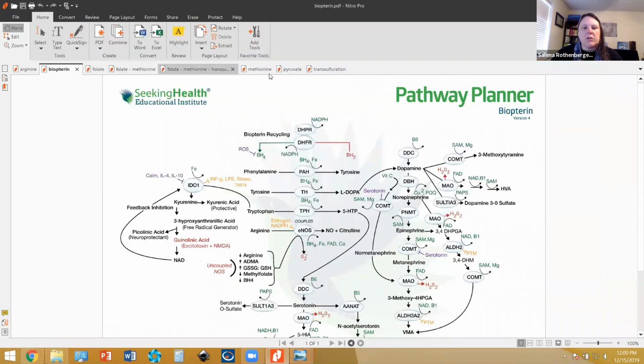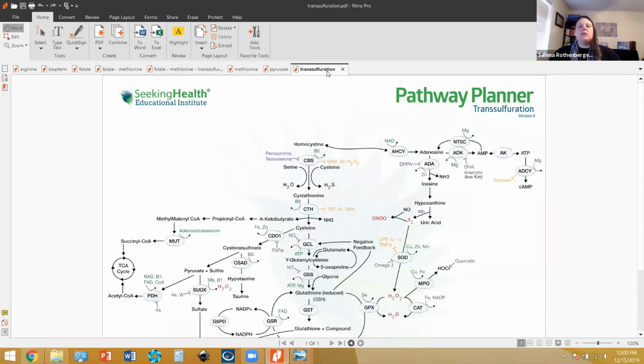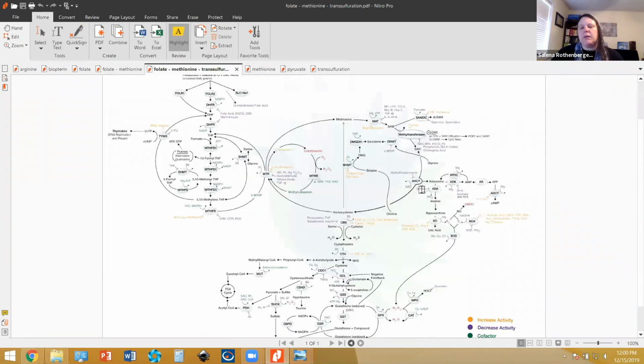So let's go back here to the transsulfuration pathway. And I think it's better with this one here. So this here is, again, the folate is over here on the left, the methionine is here on this top right.